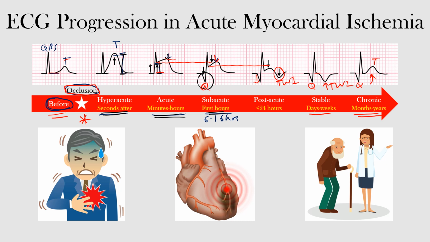All right, within the first 24 hours, that post acute phase, we have Q waves that continue to deepen. So we're getting those pathological Q waves, the ST segment continuing to normalize, and now we're having T wave inversion occurring, okay? So that's within the first 24 hours, and usually the patient will come in somewhere within that time frame. Now, days to weeks later, you may have that T wave inversion that persists, as well as these Q waves that are still present, okay? Those are our pathological Q waves.